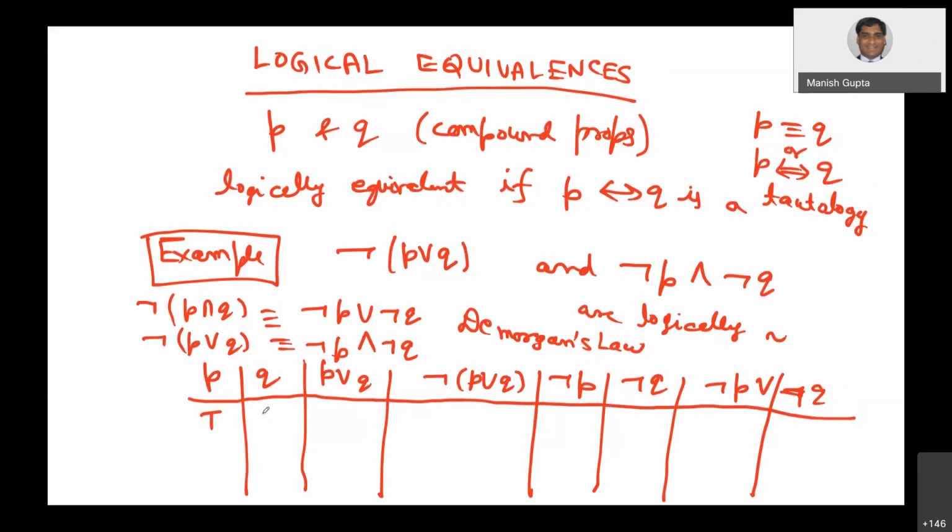P is true, Q is true, join with true, and I can compute the negation of P. This will be false, because P is true. Q will be false, and this will be false, and this will be false as well. If this is true, this is false. This is true, this is false. This is false.